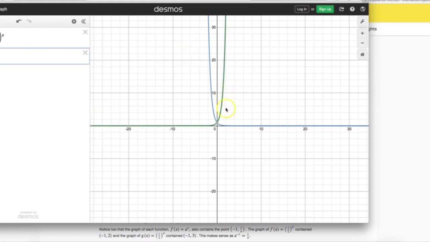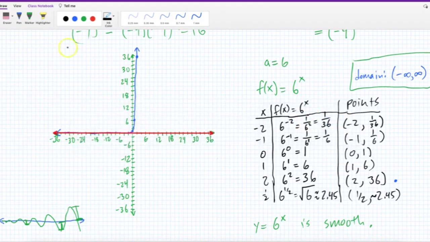And we see they're perfect reflections of each other, and that's because they have the same growth rate, just going in different directions. For y equals 1/6, you're dividing by 6 as you move to the right. In other words, as you move to the left, you're multiplying by 6. And for y equals 6 to the x, you're multiplying by 6 as you move to the right, which means as you're moving to the left, you're dividing by 6. So you can see they're just reflections of each other.